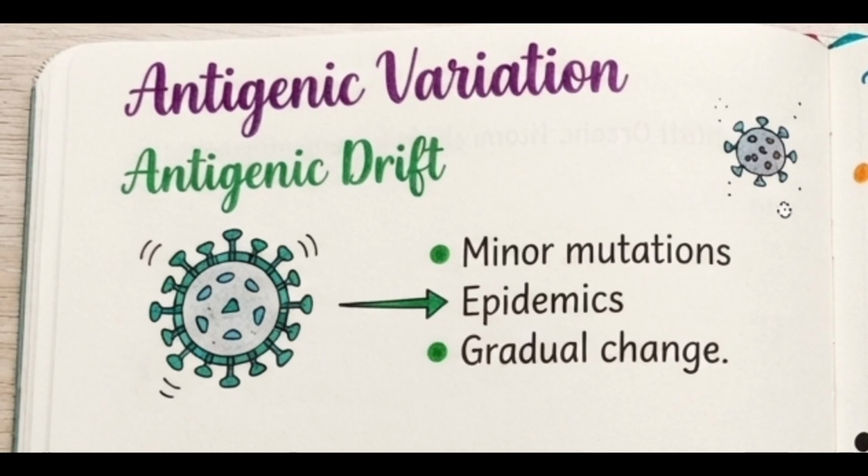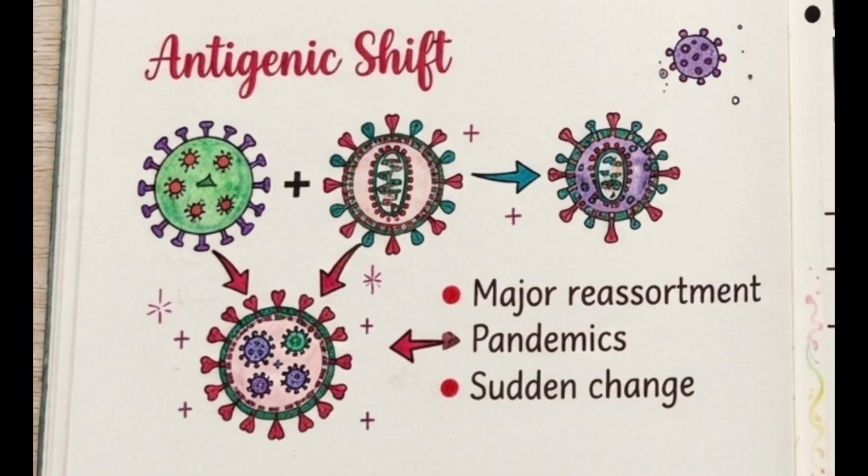Let's look at how the influenza virus changes and spreads, starting with antigenic variation. First, we have antigenic drift. This involves minor mutations in the virus. It causes gradual changes over time, and it is typically responsible for seasonal epidemics. Antigenic shift. Next, we have antigenic shift. This involves major reassortment between different viral strains. It results in a sudden, dramatic change, and it can lead to worldwide pandemics.